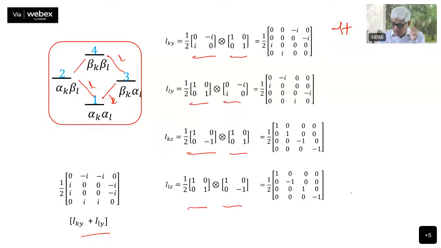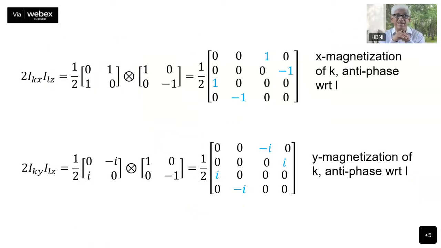Now if I want to do IKZ plus ILZ, I have to simply add these two. So what do I get there? I get 1 here and minus 1 there. Everything else is 0. Okay, because those two numbers will cancel. So this one cancels with this, this will cancel with this. The only thing that remains is 1 and minus 1. Of course, you'll have this factor half. So this is how you get the total representations of the individual spins and also of the total sum of the two spins. Let's do the same thing for 2 IKX ILZ.